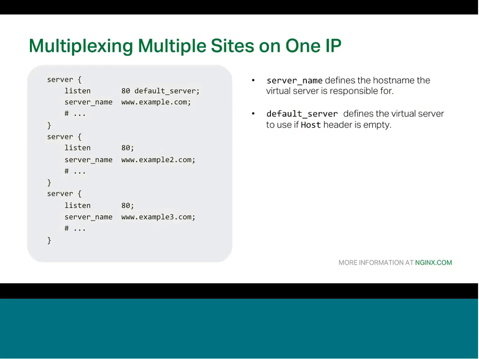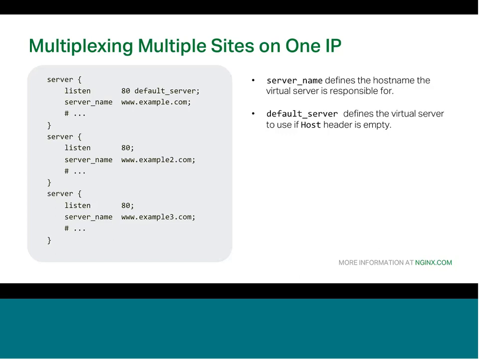So one question that's come up a few times recently is, can you multiplex multiple sites on a single IP address using NGINX? The answer is yes. And the way we do that is by stacking virtual servers. So you have multiple virtual servers, and they all have the same listen directive, and so they're all listening on the same IP address and port. And the way we multiplex that is with a server name directive. And each virtual server has a different server name. And in this case, we just use example.com, example2.com.